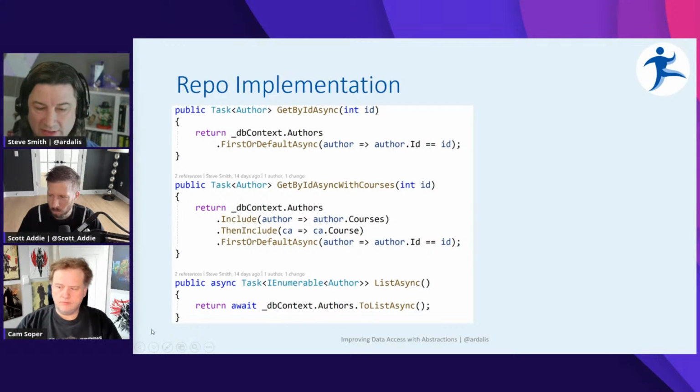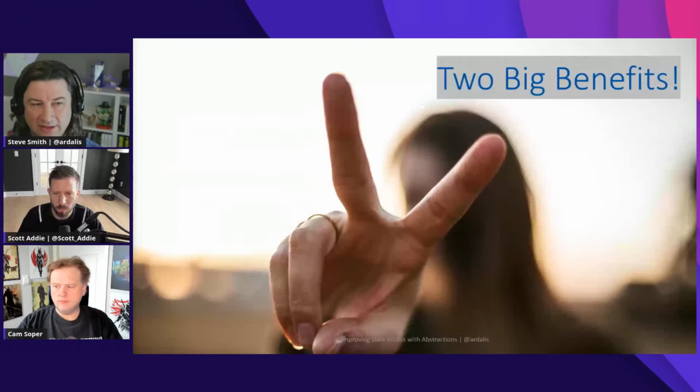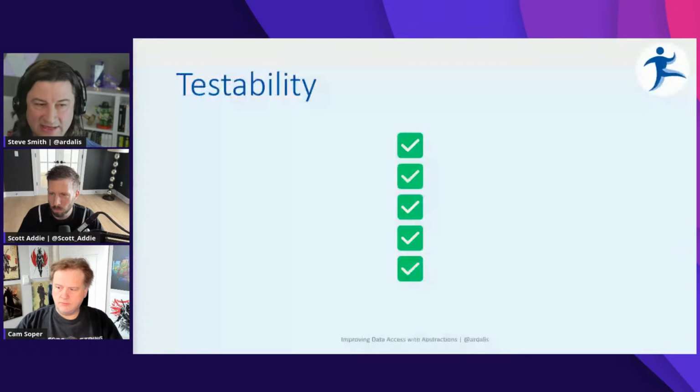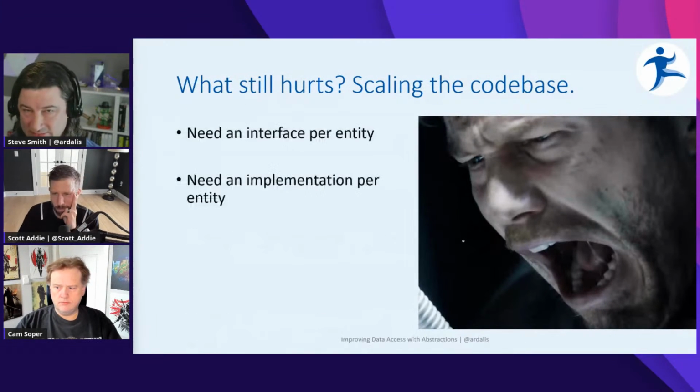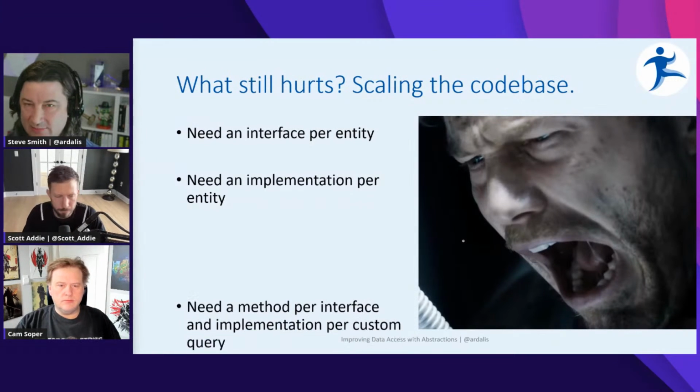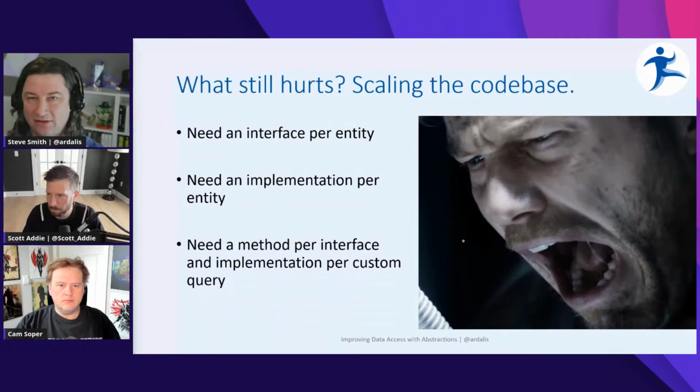And this gives us two big benefits. The first benefit is modularity. The second one is testability. All right, but we still have some pain that we're dealing with here. The biggest one is that we have an interface per entity, which means if you have a large system with dozens of entities, you're going to have dozens of these repository abstractions. And every one of those needs an implementation. And every time we add some custom way to query something, we have to add another method.